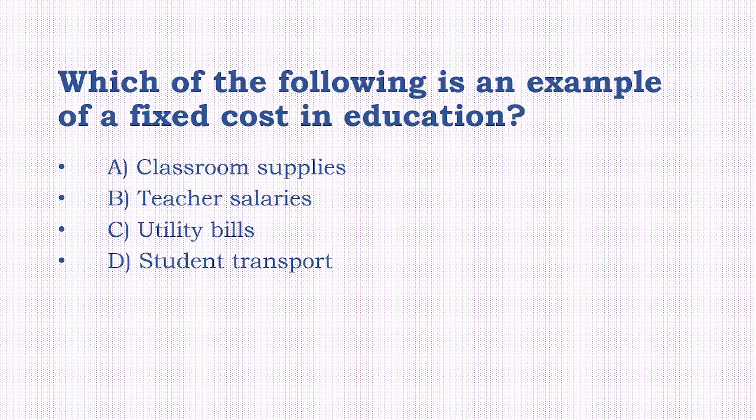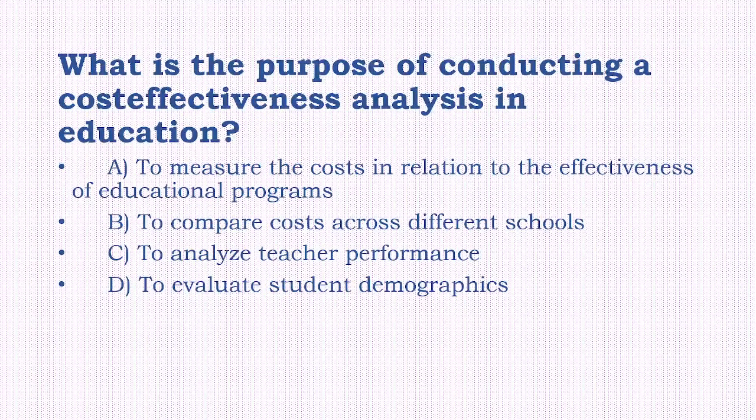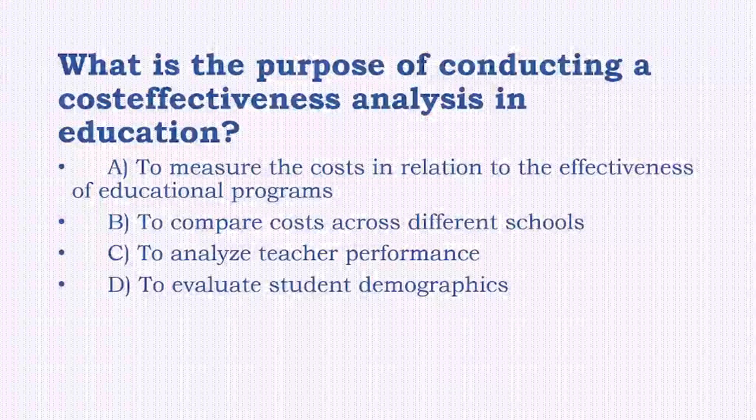Next, which of the following is an example of a fixed cost in education? Options: classroom supplies, teacher salaries, utility bills, students' transport. Answer of this question is teacher salaries.